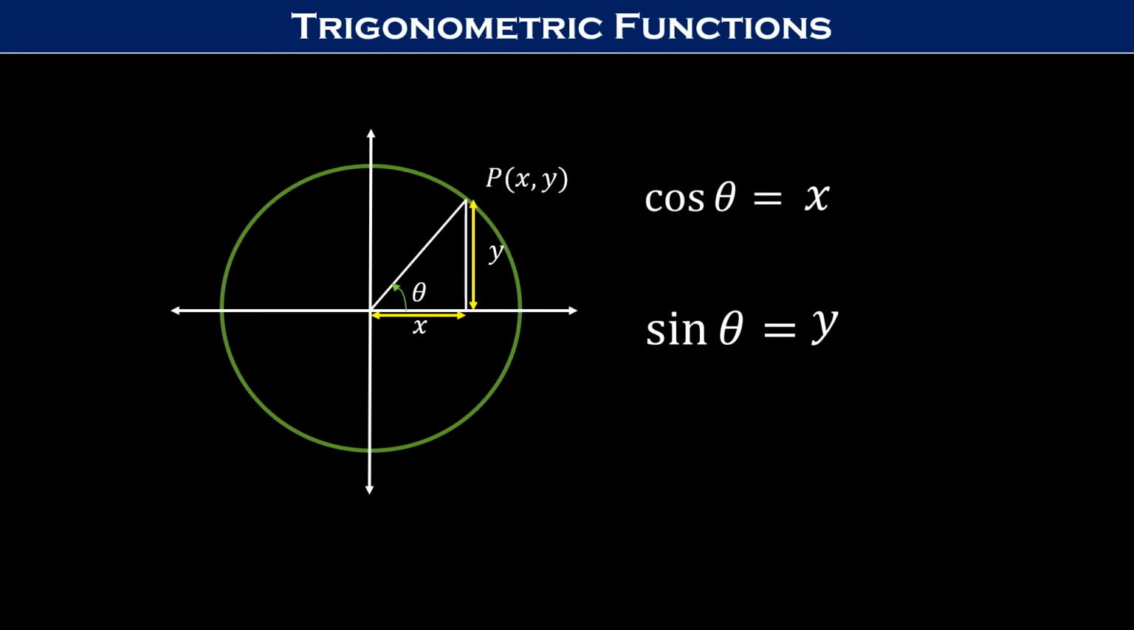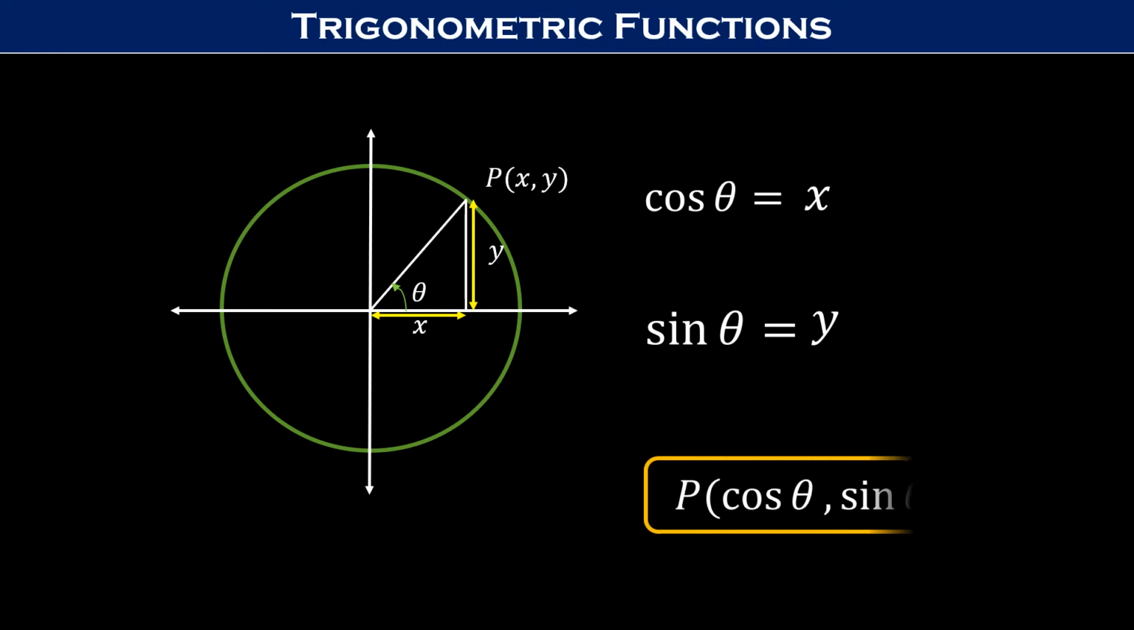Here x, y and theta are all variables, and we know that as theta changes, the values of x and y also change. So we can say that cos theta and sin theta are the trigonometric functions in variable theta. Now we are finding another thing. The coordinates of the point P are x and y, and x is cos theta and y is sin theta. So we can say that the new coordinates of P are cos theta and sin theta.